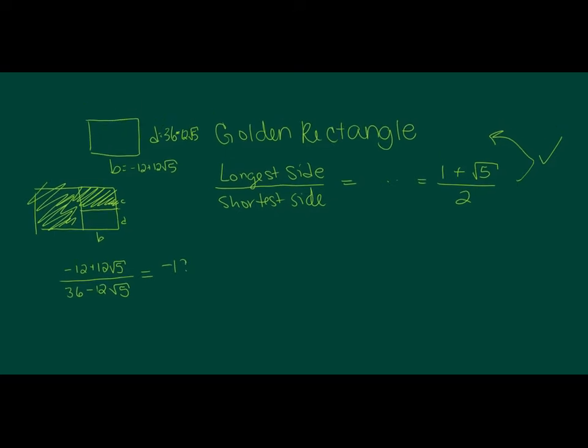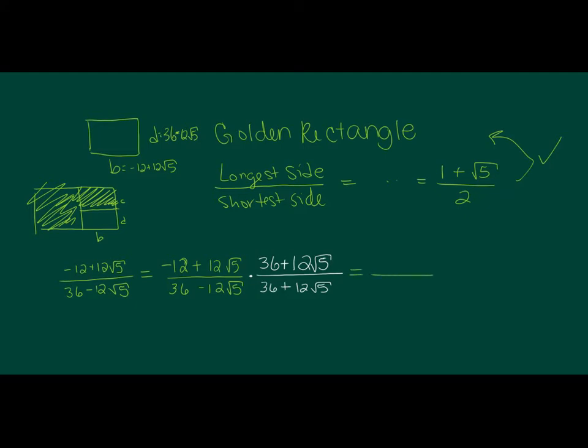We write that numerator here, negative 12 plus 12 root 5. Rewrite the denominator just as it was. And to rationalize that denominator, we are going to be multiplying numerator and denominator by 36 plus 12 root 5. Okay, we are changing the sign of the denominator here, and that's going to help rationalize the denominator. Okay, let's keep going.